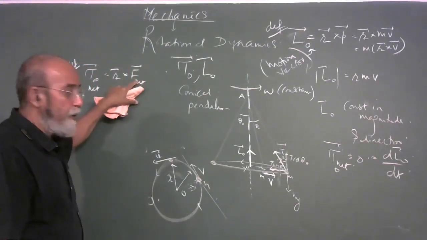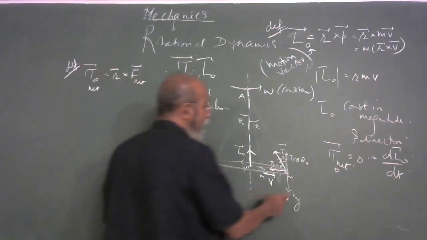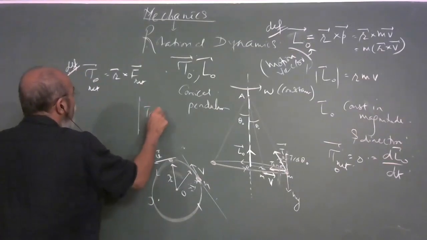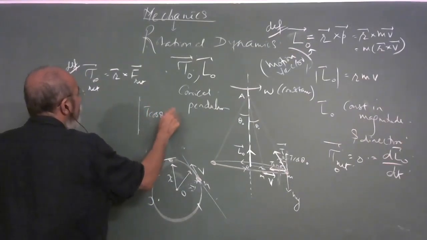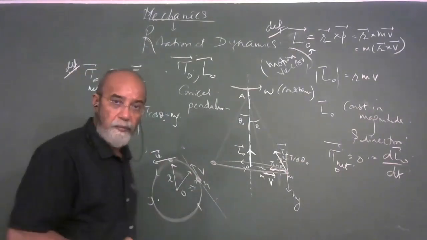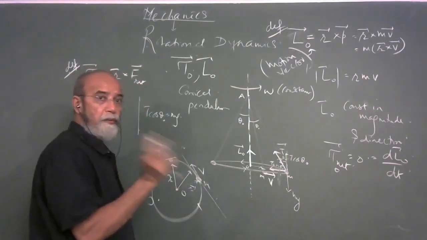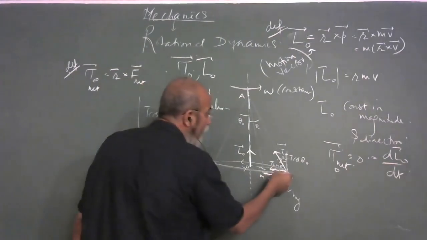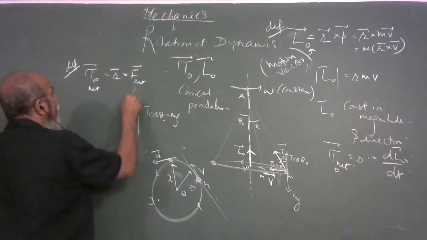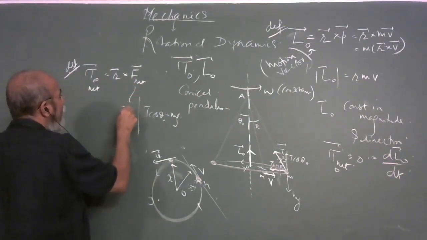R cross F net. So this gets balanced by this. T cos theta naught is balanced by mg because the pendulum is not going up and down. It's only going this way. And T sine theta is unbalanced, hence the net force is T sine theta.